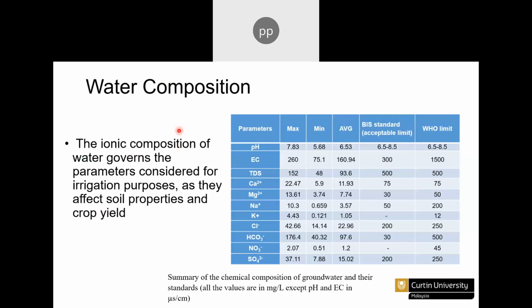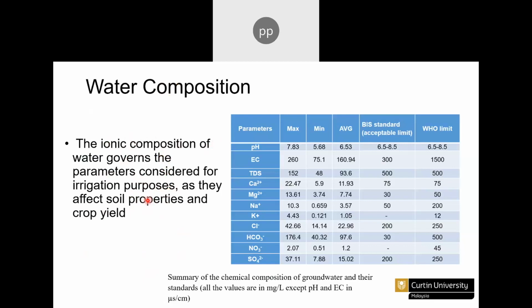In terms of water quality, the ionic composition, as I already mentioned in the previous slides, the major ions, heavy metals or nutrients, will decide what quality of irrigation water you can attain. Because it ultimately affects the soil property, and you know that for agriculture, the soil is also an important component for the growth of the plants.